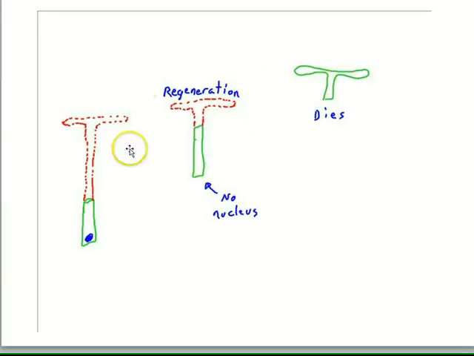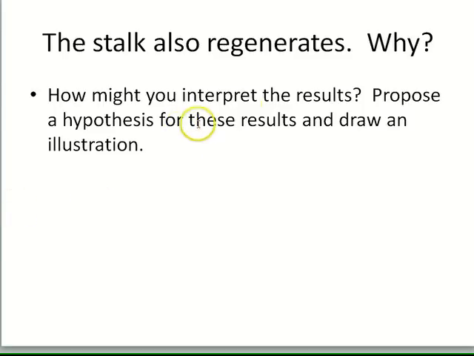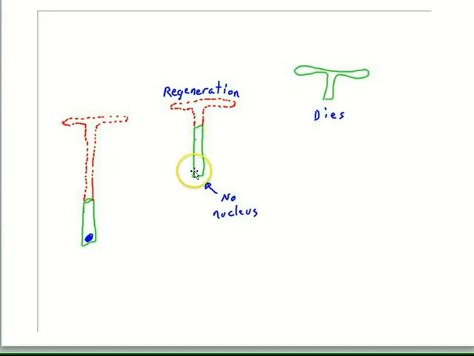So this is a puzzle here, this one here, because after all, there's no nucleus in this stalk piece. Yet the stalk retains the power somehow to regenerate a cap. And that was interesting to Hammerling. We would think about how might you interpret these results, right? So what kind of hypothesis could we come up with to explain why it is that the stalk piece regenerates a cap?